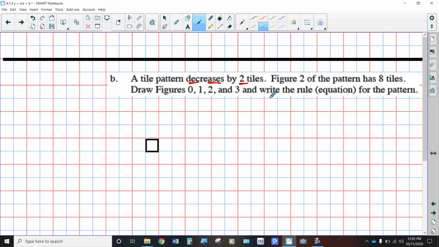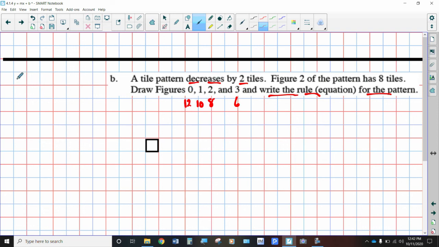We're going to create the rule at the end. So we don't even know what the 0 figure is yet. So go ahead, see if you can start with a figure 2 that has 8 tiles, create any pattern, and make sure that your figure 3 has 2 less, right? Because as X increases, as the figure number increases, the number of tiles goes down. So if figure 2 has 8, then figure 3 must have 6. How many would be in the first one? That would have to be 10. And how many would be in the 0 figure? That would have to be 12.